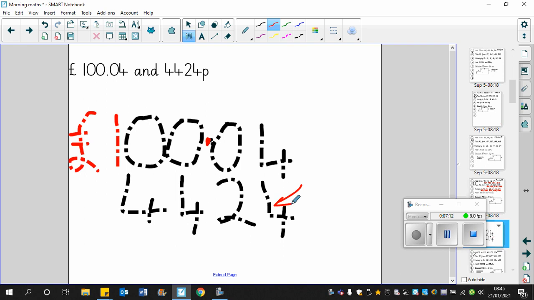is 4 pence. 4 1-pence coins, and this 4 also represents 4 1-pence coins, so therefore these have got to be in a line, so these have got to be in a line, and so have these, and so have these, and then this one is on its own. I know it looks a little bit close to those, but it should be on its own.